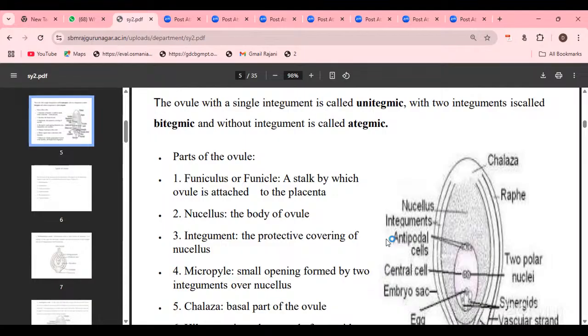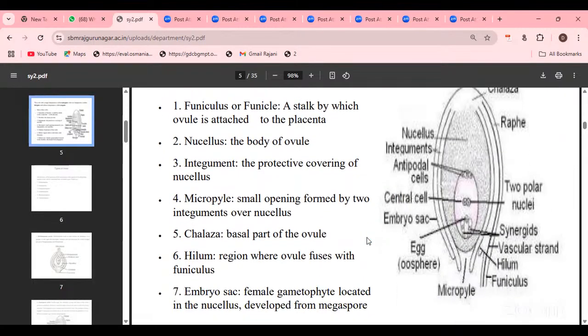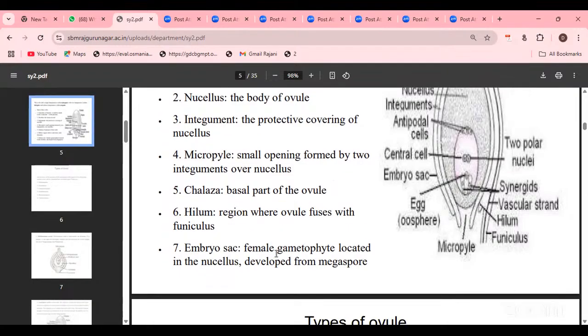The second one is the nucellus. Third one, integuments, which provide the covering of the nucellus. Next one is the micropyle, a small opening formed by the integuments over the nucellus. Next one, the chalaza, the basal portion of the ovule. Next, the sixth one is the hilum.